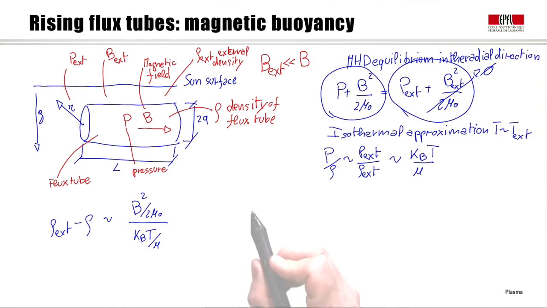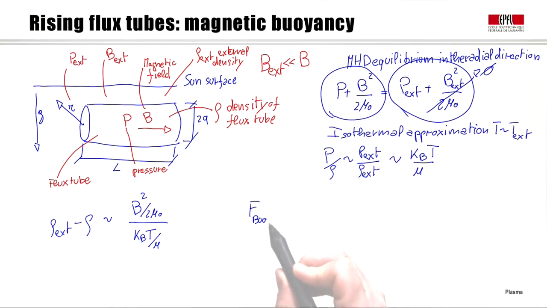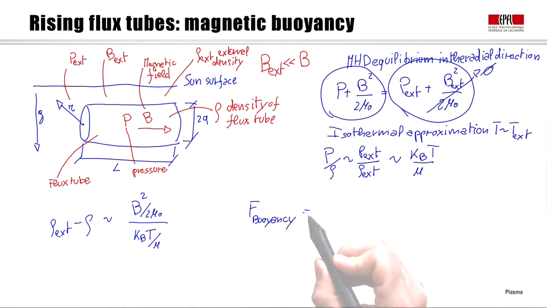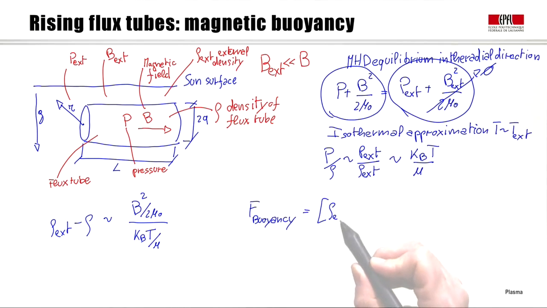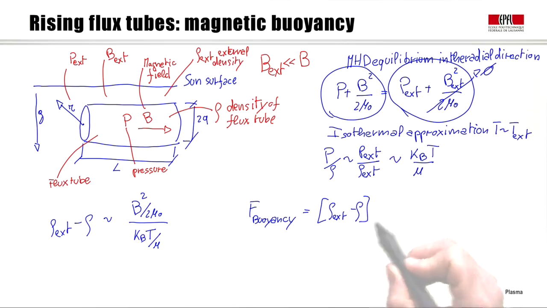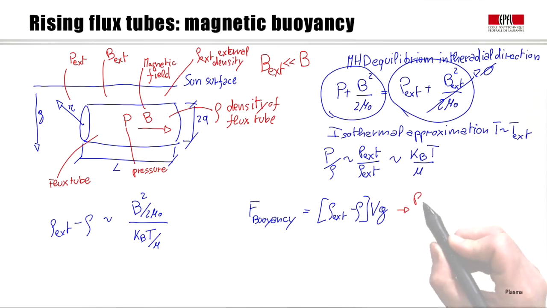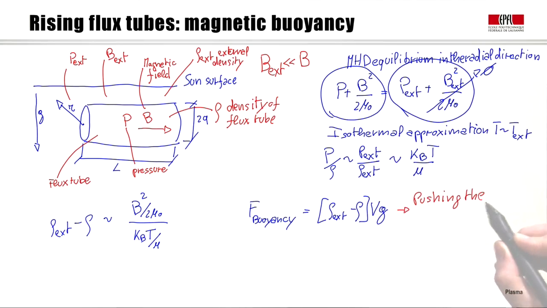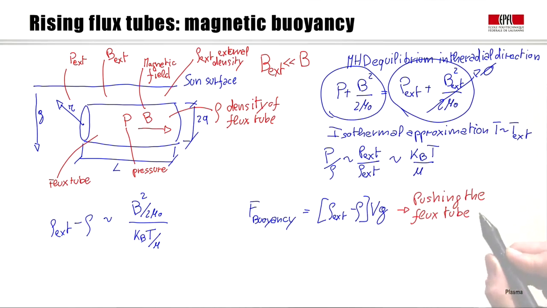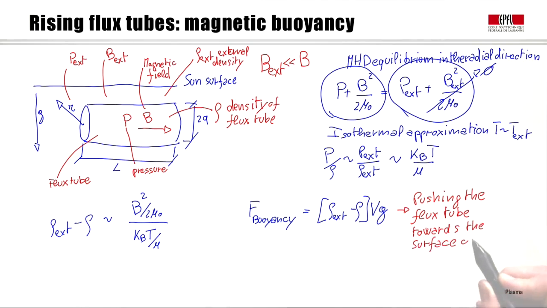Therefore, the flux tube will experience a buoyancy force which can be expressed as the difference between the two densities times the volume of the flux tube times the gravitational acceleration. Just as for a submarine floating, the flux tube will therefore be subject to a buoyancy force which will tend to push the flux tube upwards towards the surface of the Sun.